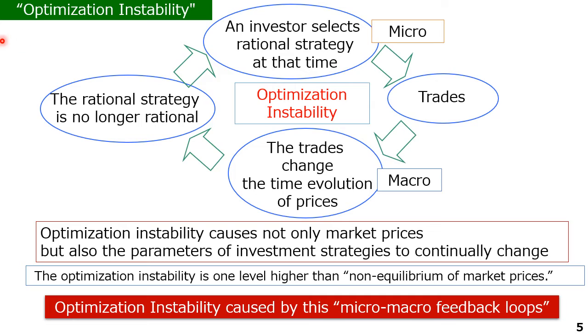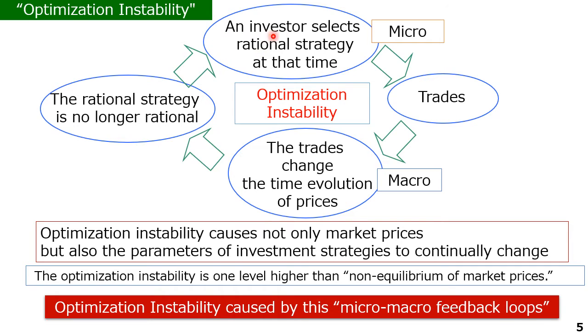I will explain what optimization instability is. Optimization instability causes not only market prices, but also the parameters of investment strategies to continually change. The optimization instability is one level higher than non-equilibrium of market prices. The mechanism is here.